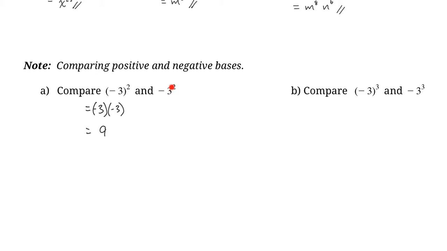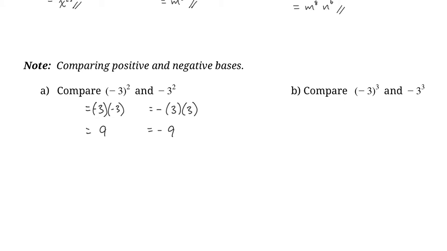But if we have negative 3 to the power of 2 and that base is not in brackets, that means that power of 2 only applies to that 3. So that negative is going to stay out front, and this is just 3 times 3. So keeping that negative out front, our answer is negative 9.